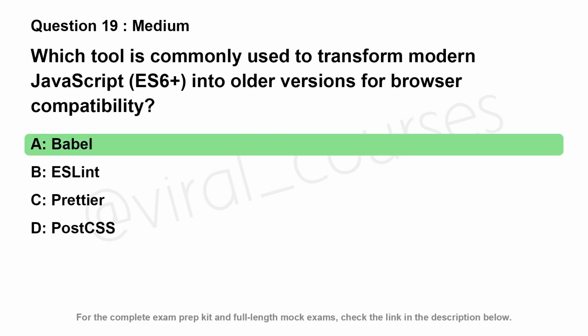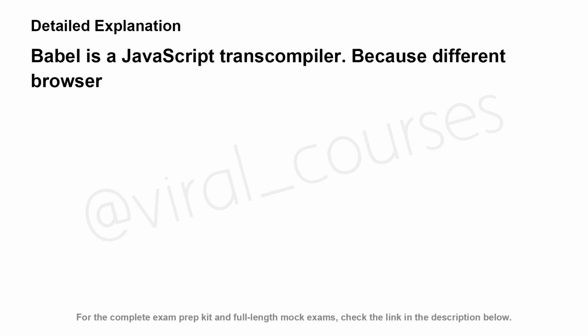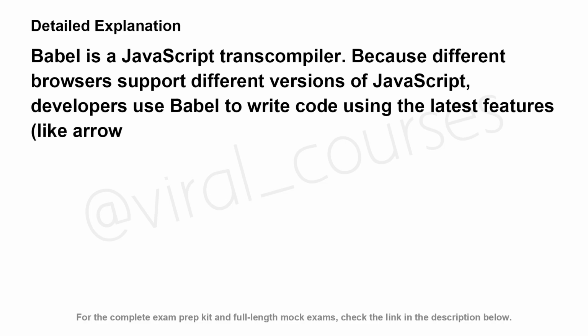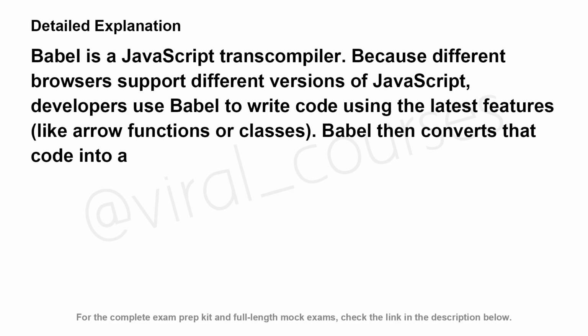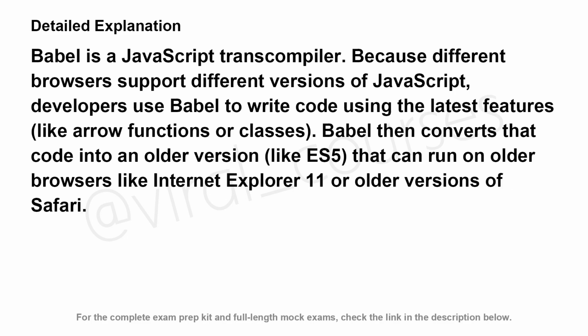The correct answer is A. Babel is a JavaScript transcompiler. Because different browsers support different versions of JavaScript, developers use Babel to write code using the latest features, like arrow functions or classes. Babel then converts that code into an older version, like ES5, that can run on older browsers like Internet Explorer 11 or older versions of Safari.